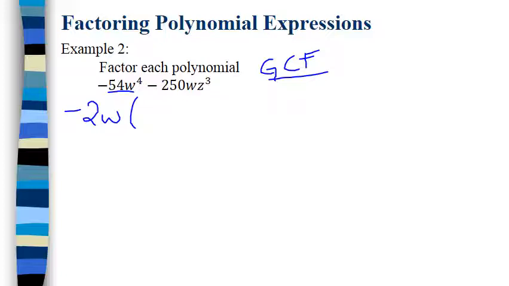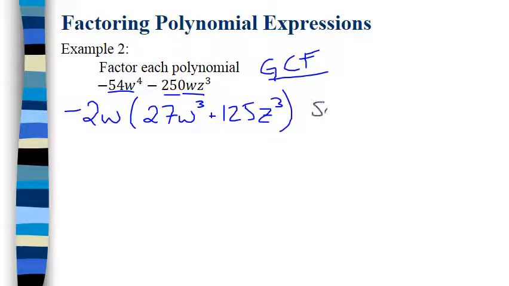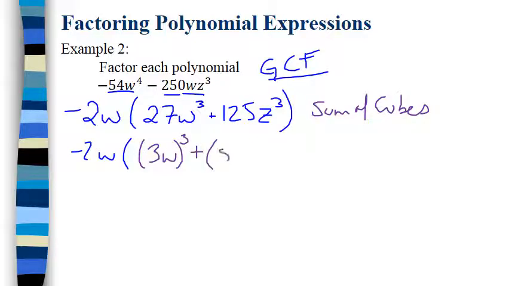So 54w to the fourth is divisible by negative 2w, and negative 250wz cubed is divisible by negative 2w. So we're left with 27w cubed plus 125z cubed. Okay, and again, here we have a sum of cubes, because we can think of this as negative 2w times the quantity 3w cubed plus the quantity 5z cubed.